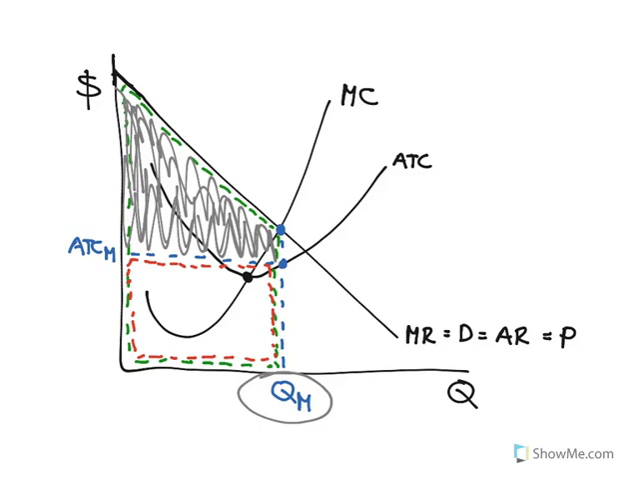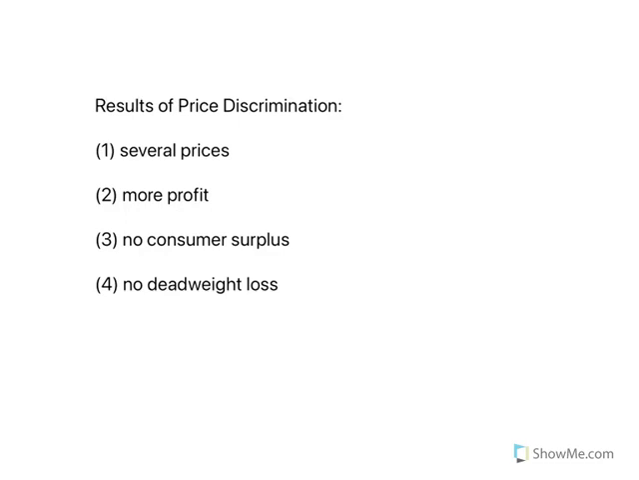So this monopoly is actually a bit more efficient than the traditional non-price discriminating monopoly. Now, it's still not productively efficient because they're not producing at minimum ATC, which would be here. They're still producing more output than what is productively efficient, but they are going to be allocatively efficient. So those are the 4 results there of price discrimination.